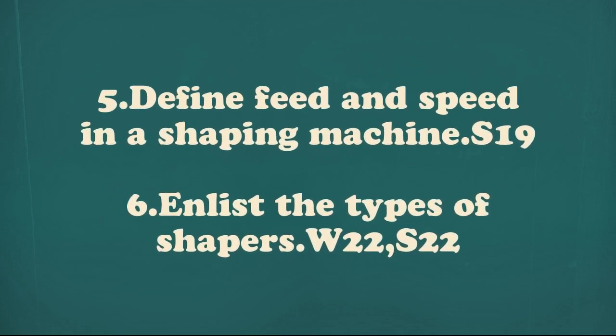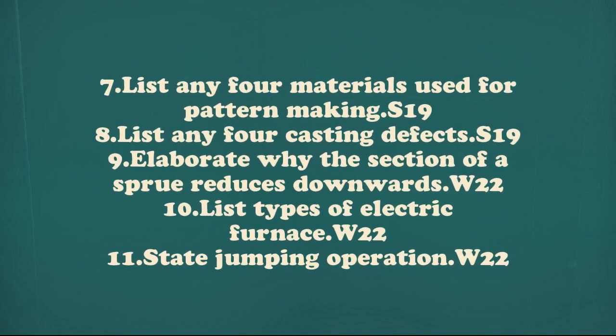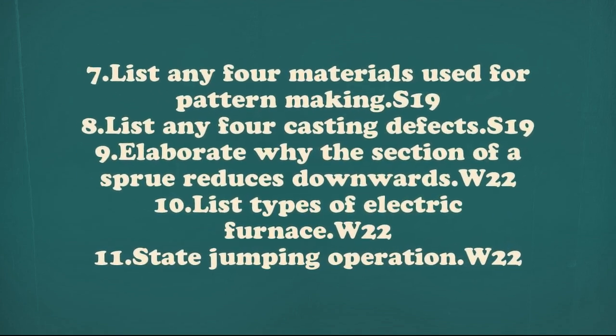S22. 5. Define feed and speed in a shaping machine. S19. 6. Enlist the types of shapers. W22, S22. 7. List any 4 materials used for pattern making. S19. 8. List any 4 casting defects.